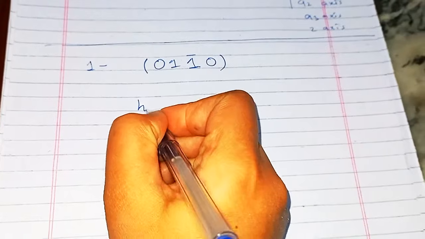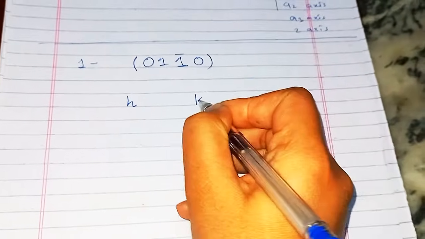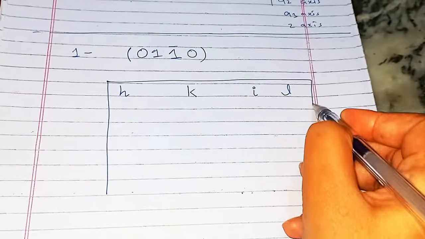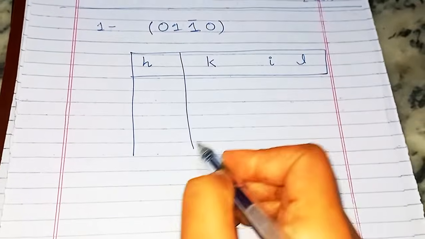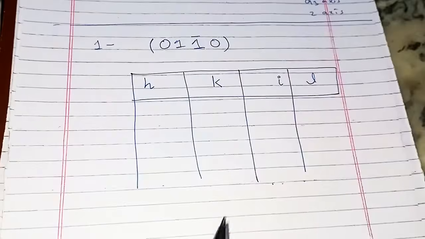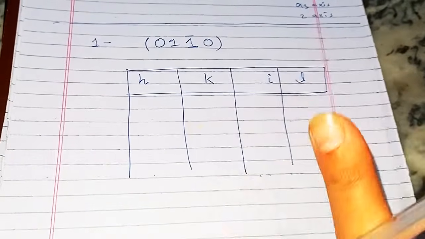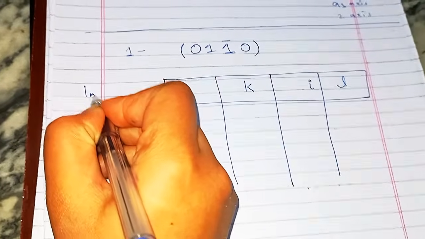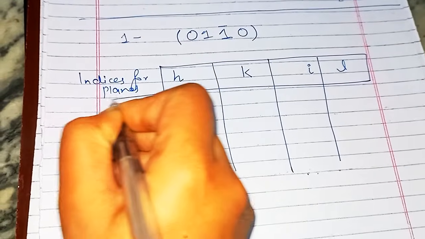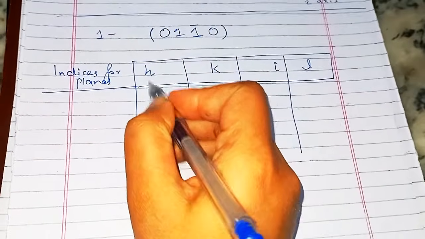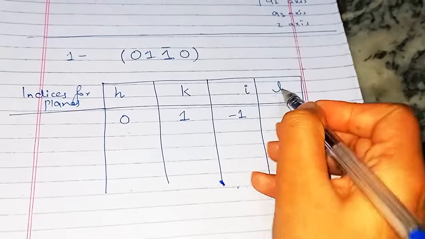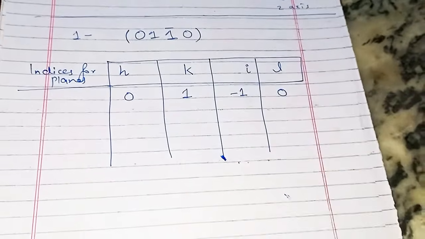Here I'm going to draw a table: H, K, I, and L. We'll perform the operations here to get the intercepts from these Miller indices, and that is only one process. These are the indices for the plane. Let's write them: the H index is 0, the K index is 1, the I index is -1, and the L index is 0.